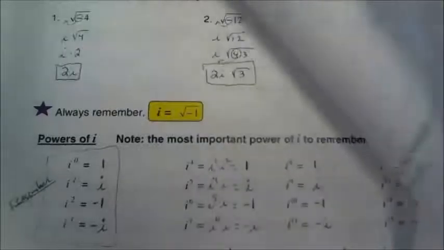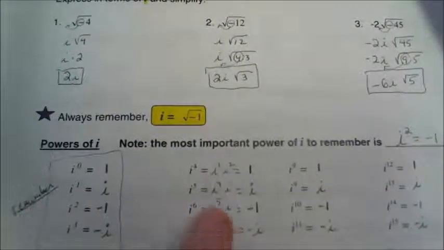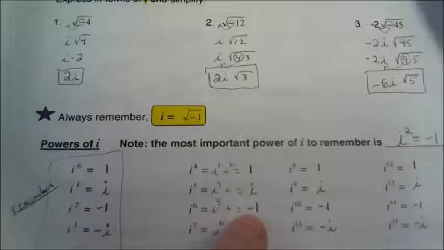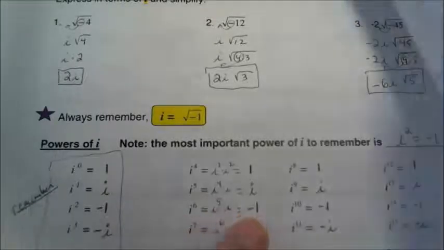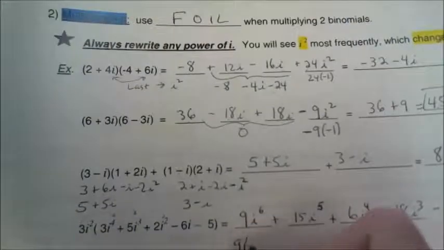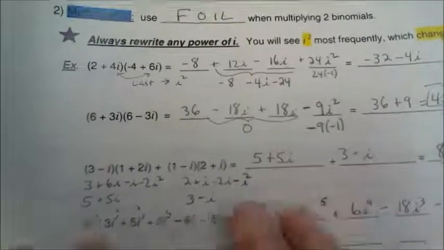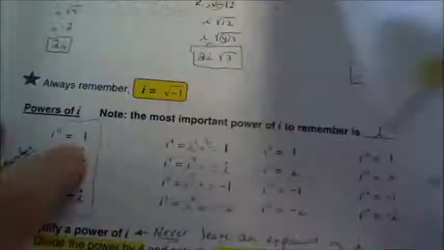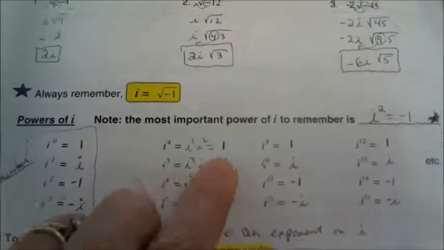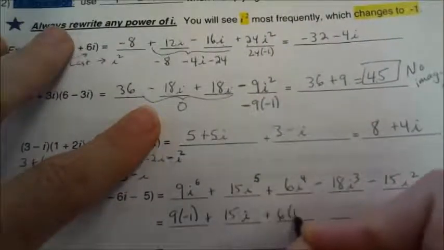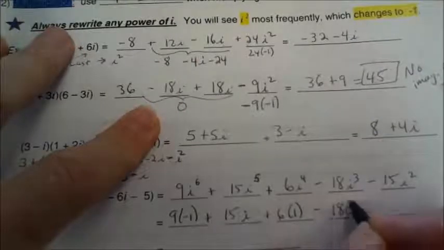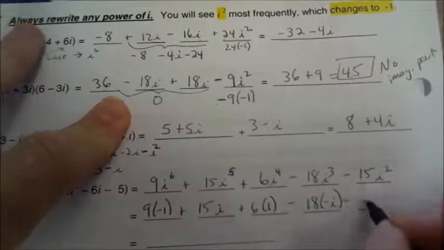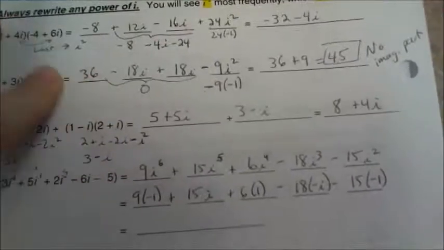And if you remember from the previous page, you just divide the exponents by 4 and note the remainder. Well, if you remember, I to the 6 has a remainder of 2, which is I squared, which is negative 1. So I to the 6 always turns into a negative 1. So this is 9 times negative 1. 15. I to the 5th turns into an I. I to the 4th turns into 1. I to the 3rd turns into negative I, and I squared turns into negative 1.